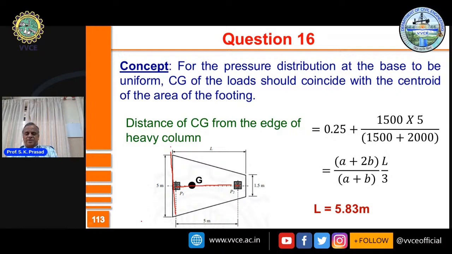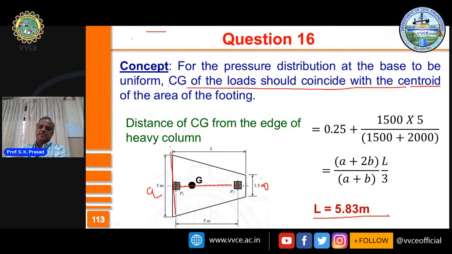Centroid of the trapezium, if I call this A and this B, then from the A edge, the distance is (A plus 2B) by (A plus B) into L by 3, where L is the length of the combined footing. And these two should be equal because the concept is that the CG should coincide with the centroid of the area of the footing. Based on this, everything is known, A is known, B is known, the two loads are known. You find out the length, and I found the value of the length as 5.83 meters.